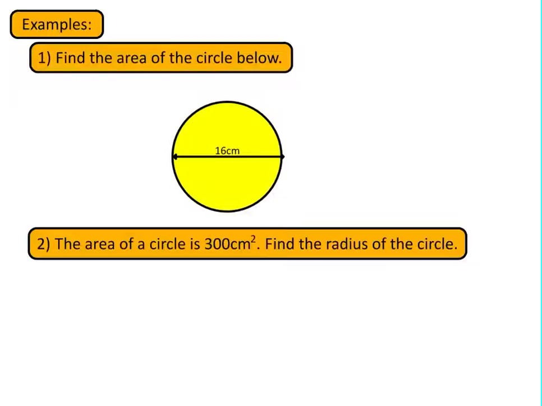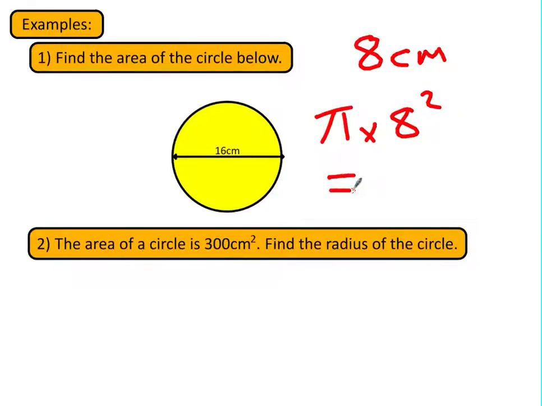So find the area of the circle below. Well, we can see the diameter is 16 centimetres, so the radius from the centre to the outside is going to be 8 centimetres. So our calculation is going to be pi times 8 squared. That's going to be pi r squared. That's going to give us the area that we are looking for. So pi times 8 squared is 201.1 centimetres squared. And that's our answer.